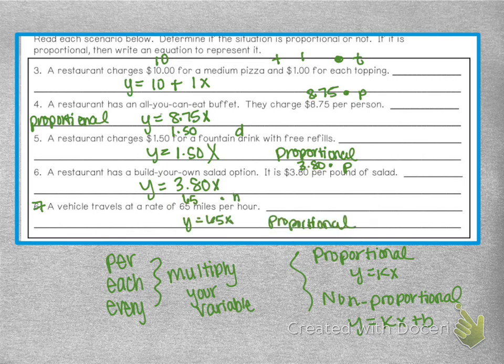Okay, so 65 miles per hour, per means to multiply. So you're multiplying 65 times your variable, which is 65x, and it is proportional. If you have any questions, please make sure you let me know.